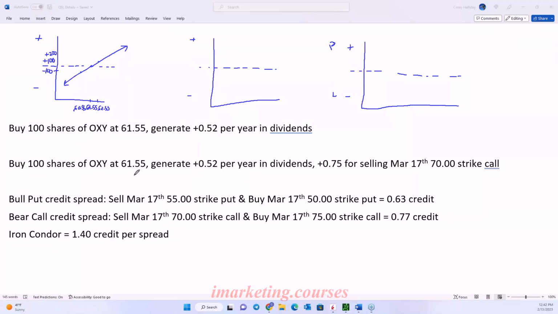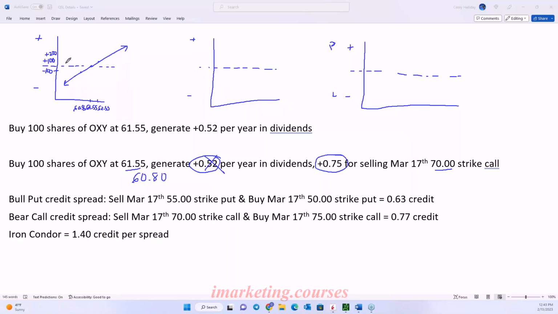Well, here's a little different one. We buy the stock at 61.55. We're going to ignore the dividends. We're going to bring in 75 cents in covered call income. 61.55 minus 75 cents is our cost basis. The moment we do this covered call, we paid 60.80 for the trade. Reduced our risk, reduced our cost basis.